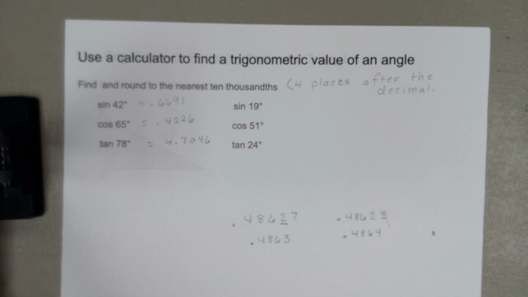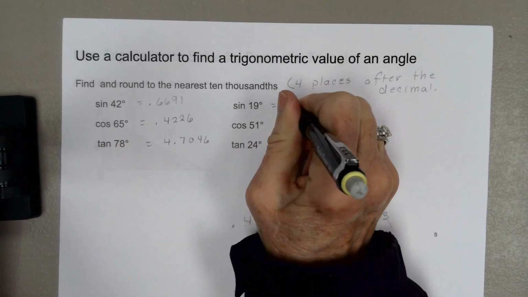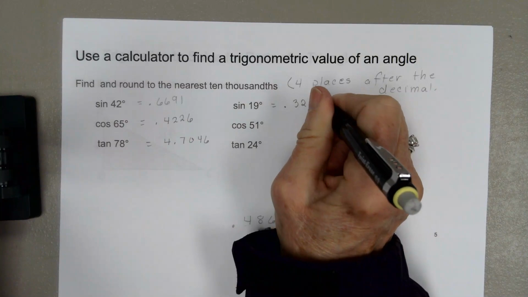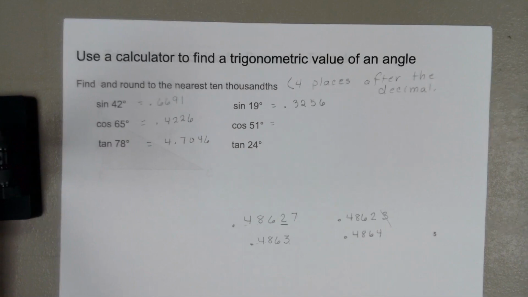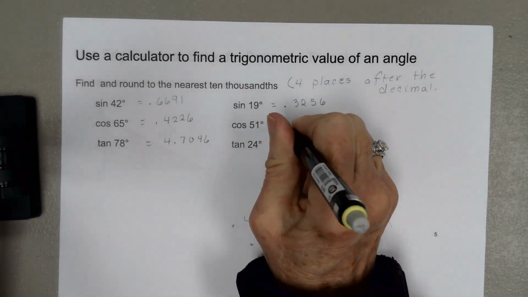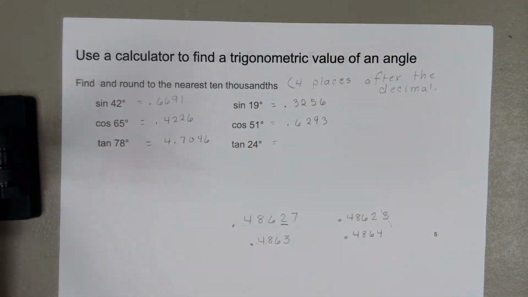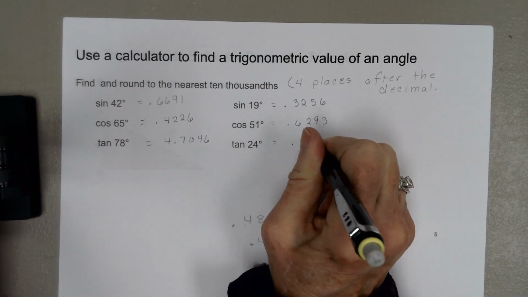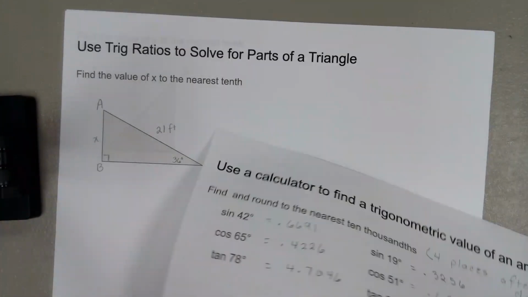Let me keep going on these. Sine of 19, 0.3, now this one rounds up, 0.325, and then it would become a 6 right there. Make sure you can do this on a calculator. 0.6293. And I would suggest you take a calculator and make sure you're getting the same values that I'm getting here. So that's just strictly calculator use.